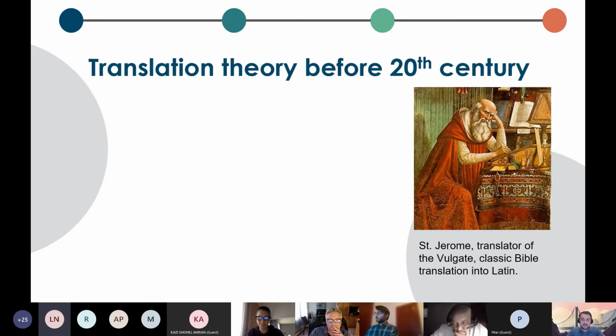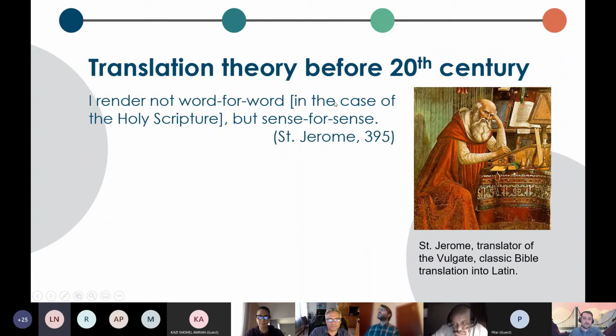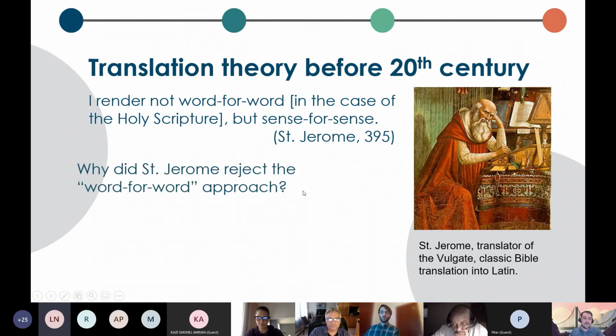So we have here St. Jerome, who is the translator of the Vulgate, the classic Bible translation to Latin. And he said, "I render not word for word, but sense for sense," in 395. So why did St. Jerome reject the word for word approach? Probably because it's not necessarily appropriate in most cases.